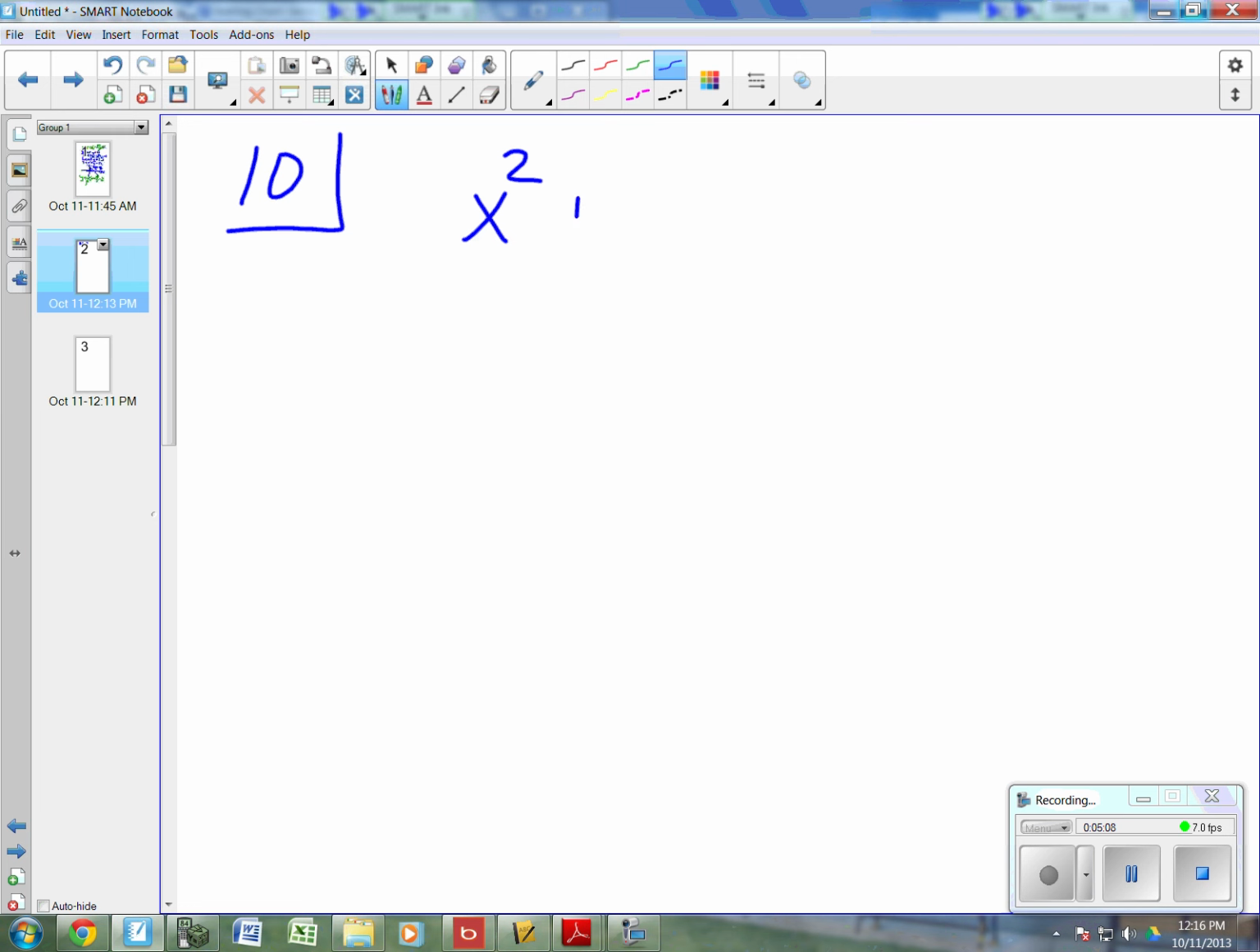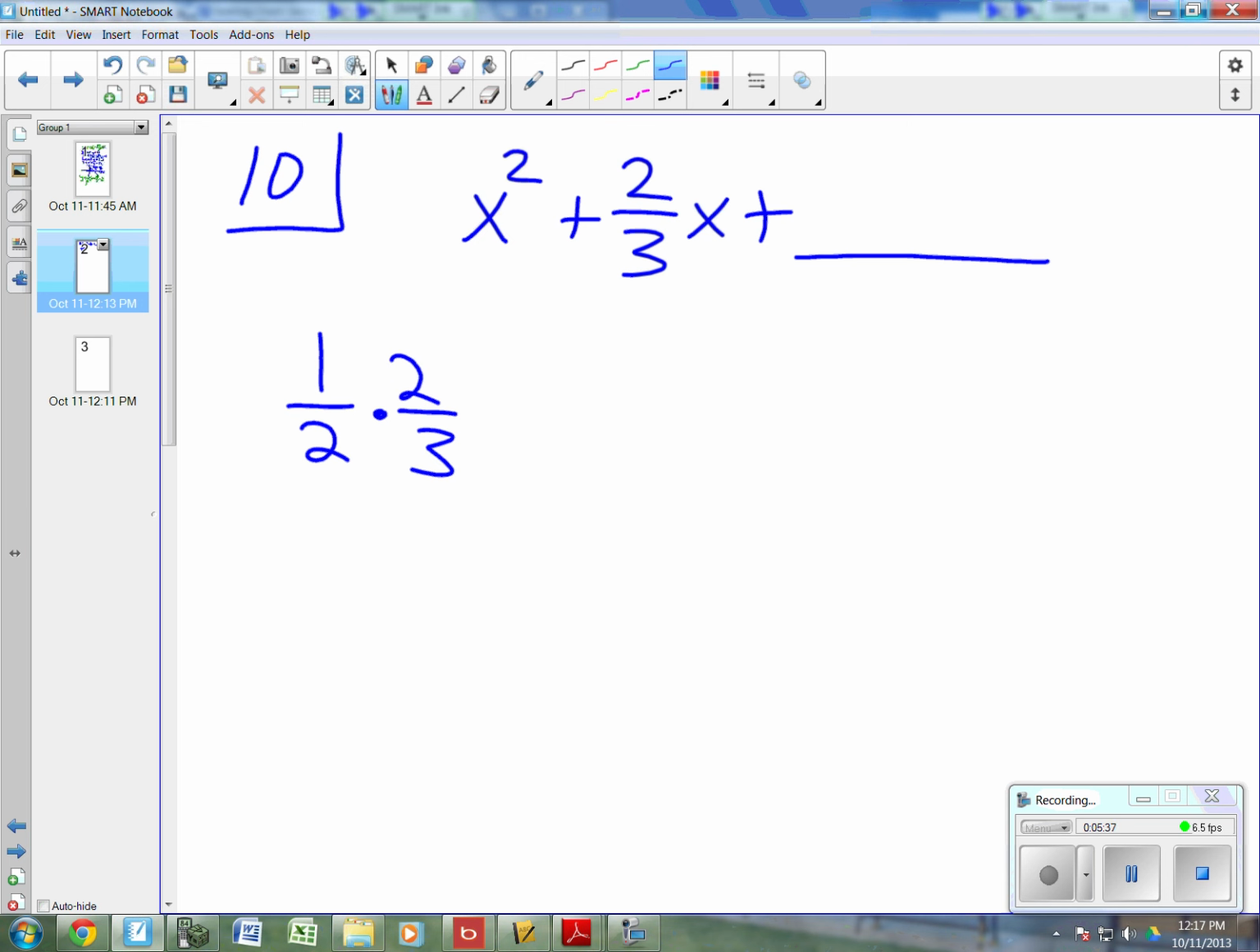X squared plus 2/3 x plus fill in the blank. Okay, now it asks us, on the next set of problems, leave the number that completes the square as a fraction, then write the trinomial factored form. To complete the square, you all know that we do what to 2/3? I divide it by 2, or another way of thinking about it is timesing it by 1/2. If I times 1/2 by 2/3, that's the same thing as taking half of it, isn't it?